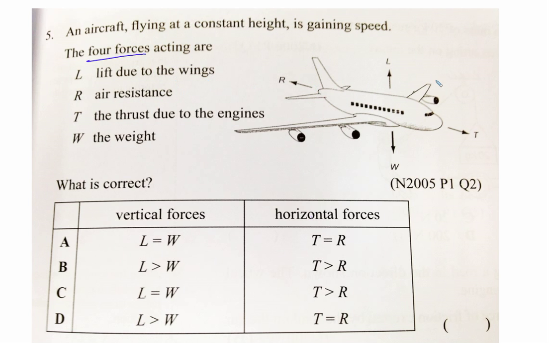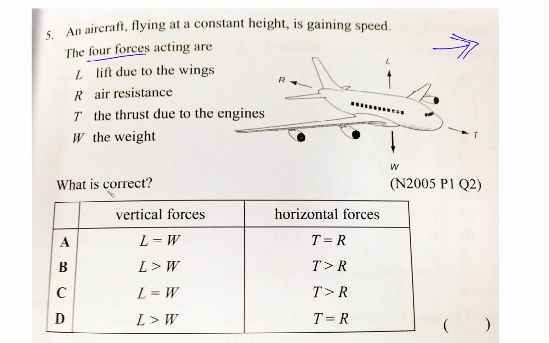There's a lift force that's acting up, there's air resistance which is opposing the motion, so actually this plane is trying to move to the right. Thrust, which is due to the engine, gives you the applied force, and weight W, which is the weight of the aeroplane. So how do we go about solving this question?